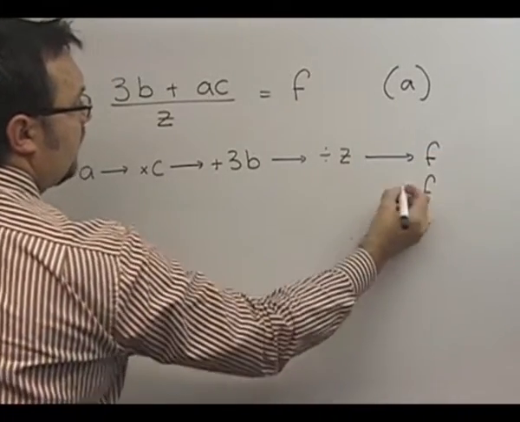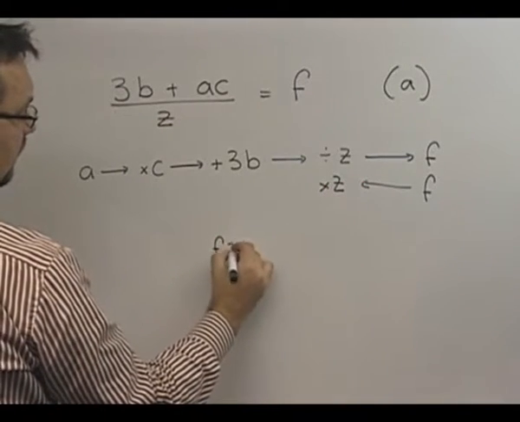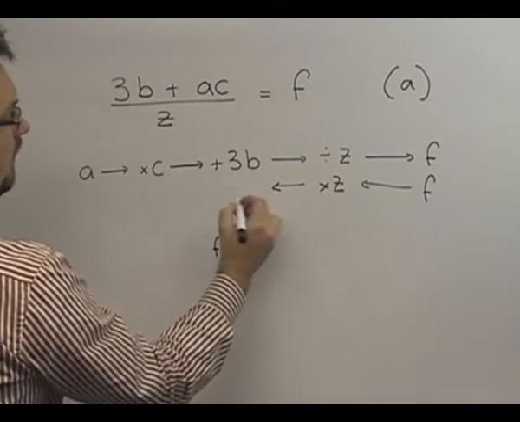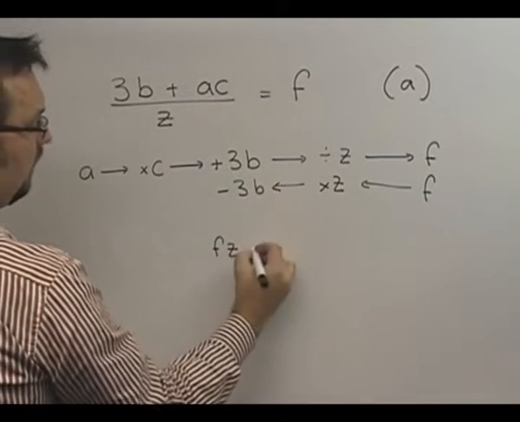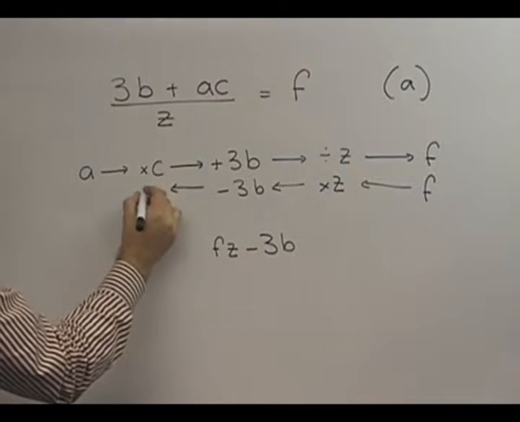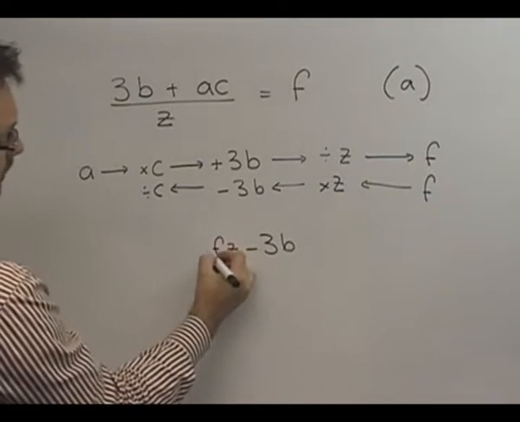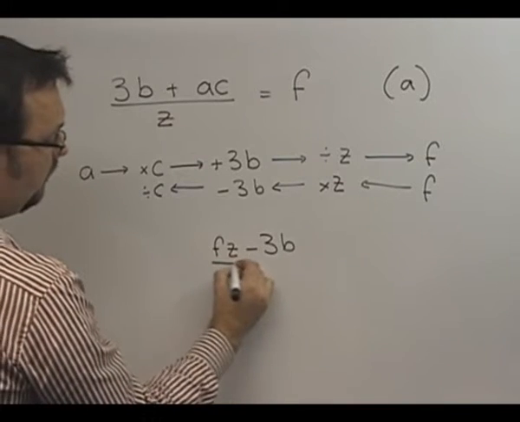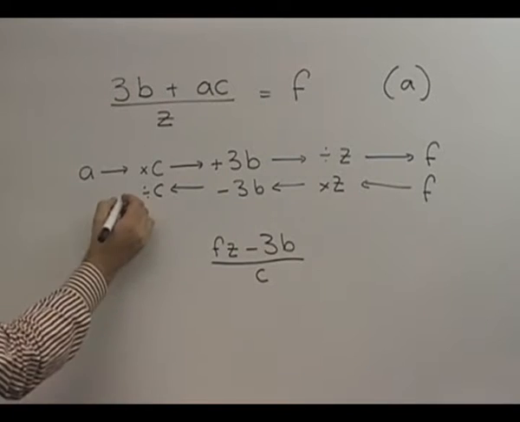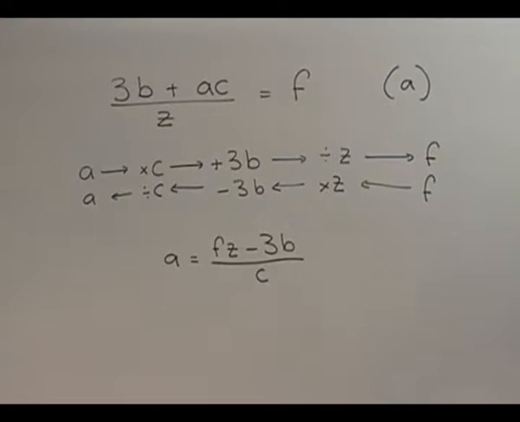So when I reverse that, I start with F, I multiply by Z. So I get F multiplied by Z, which looks like that. Remember, I don't need a multiply sign there. Then I take away 3B, and finally divide by C. I'm dividing the whole thing by C. Remember in the last example, some people want to put brackets around there. You don't need to, because that line means divide everything on top by C. And finally you get A. So there's your answer.